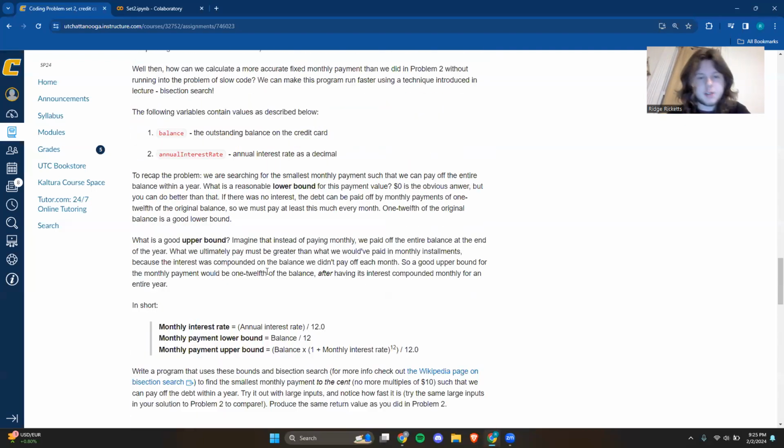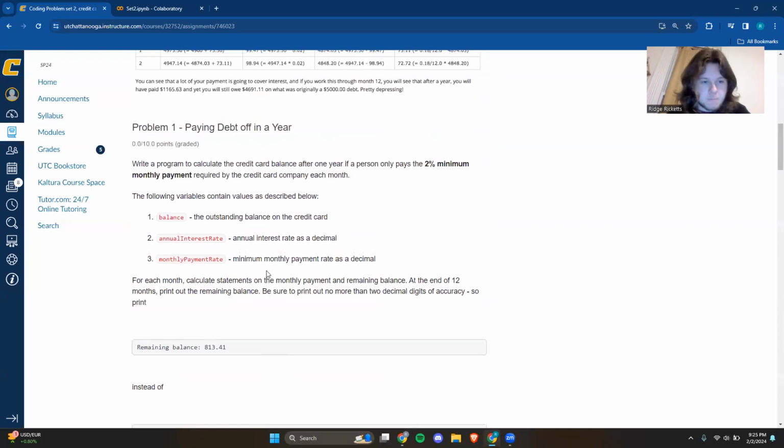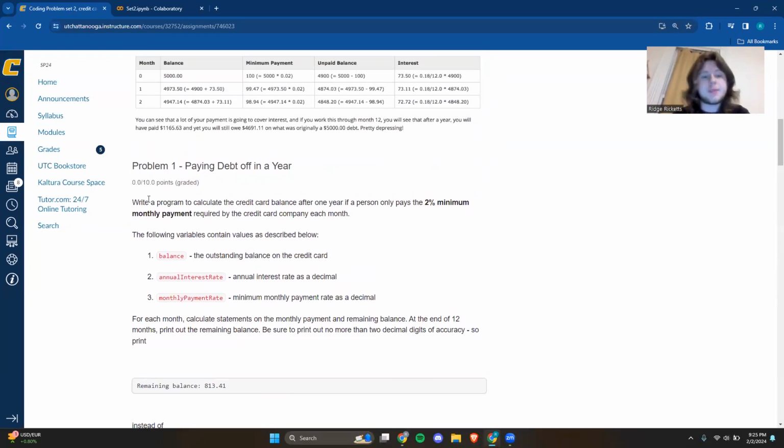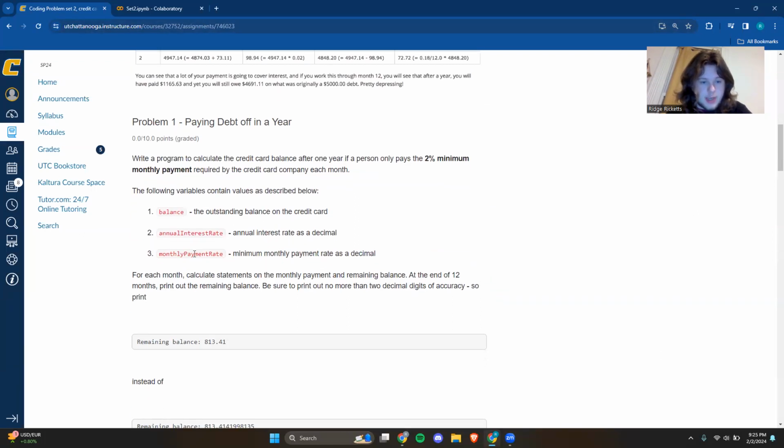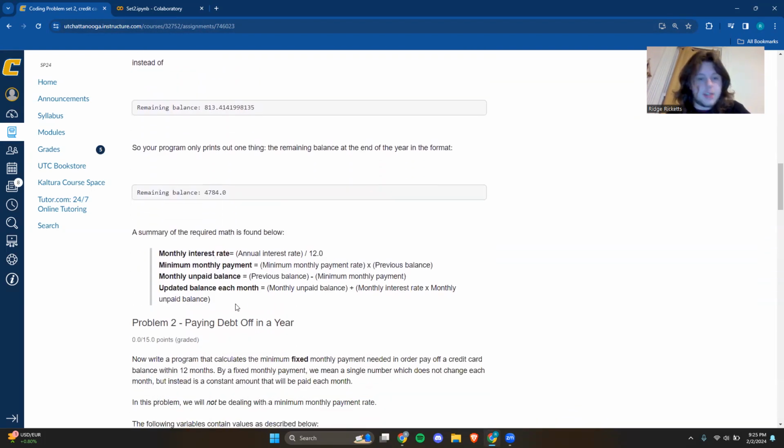So yeah, we can go ahead and start up here on problem 1. In problem 1, it asked me to write a program to calculate the credit balance after 1 year if a person only pays the 2% minimum monthly payment. It already gave me some of the variables, some of the values, and then thankfully gave me the math required already.